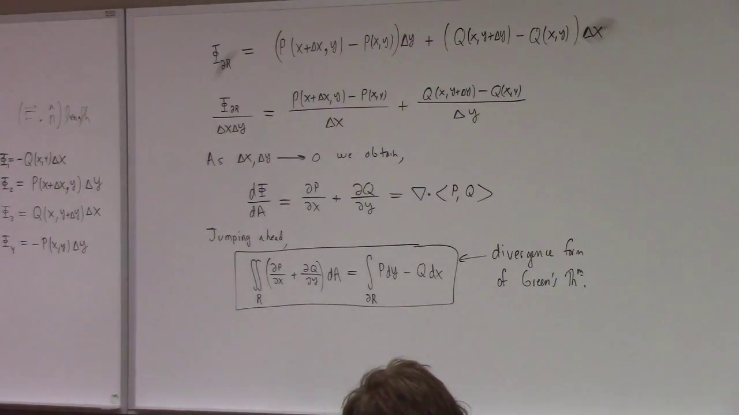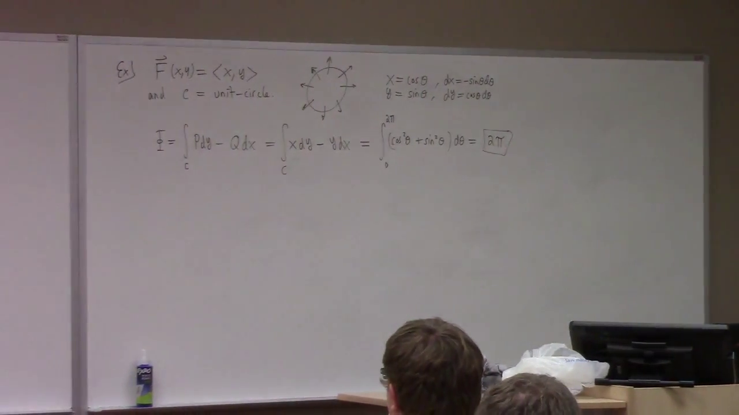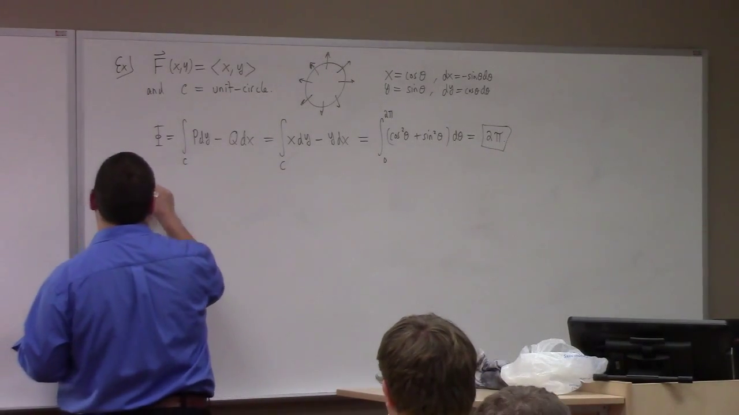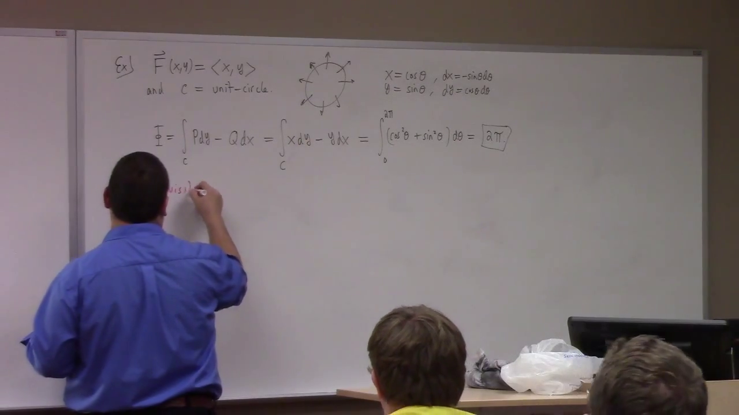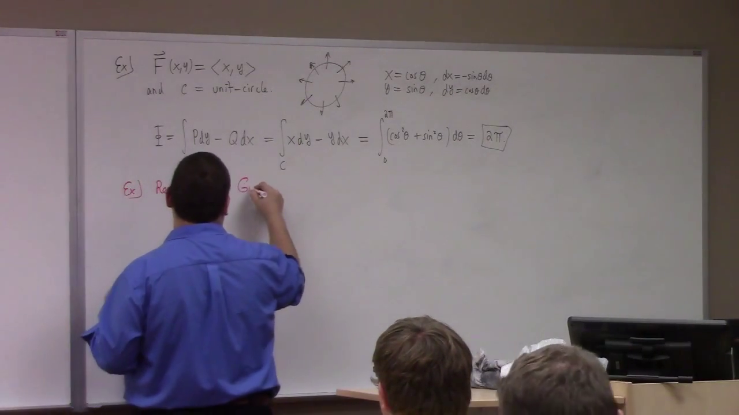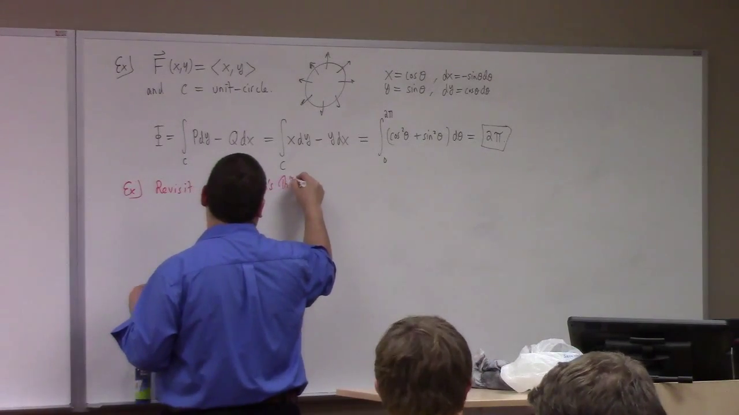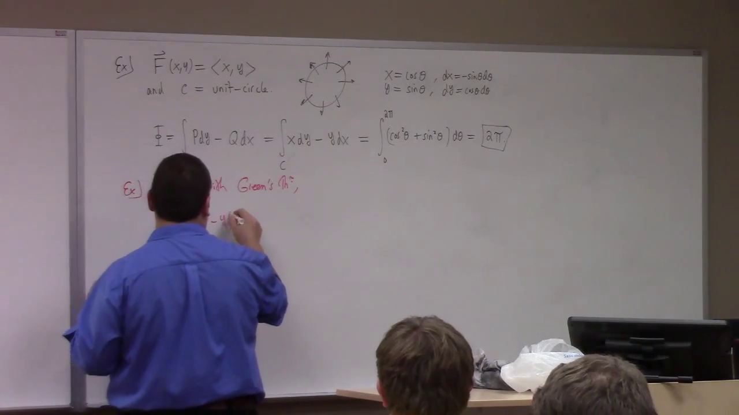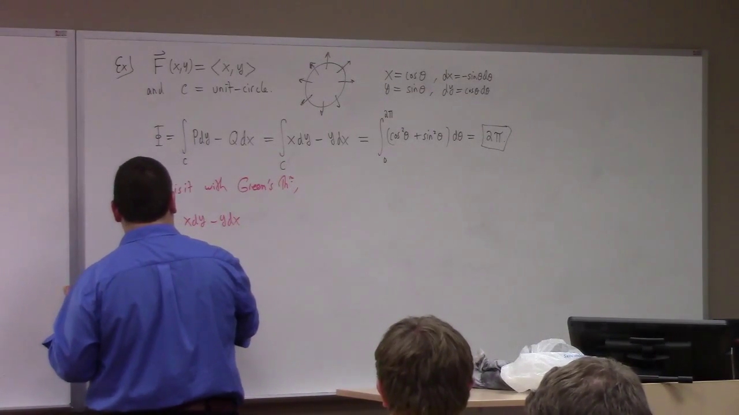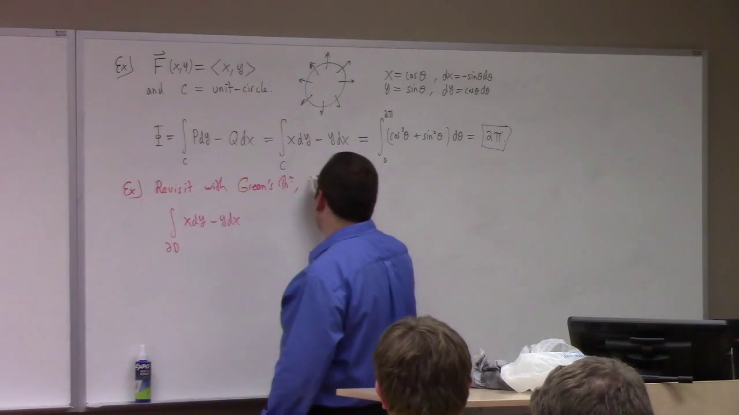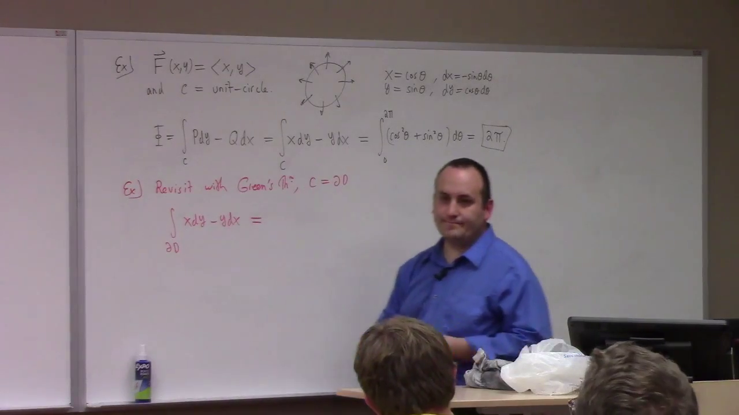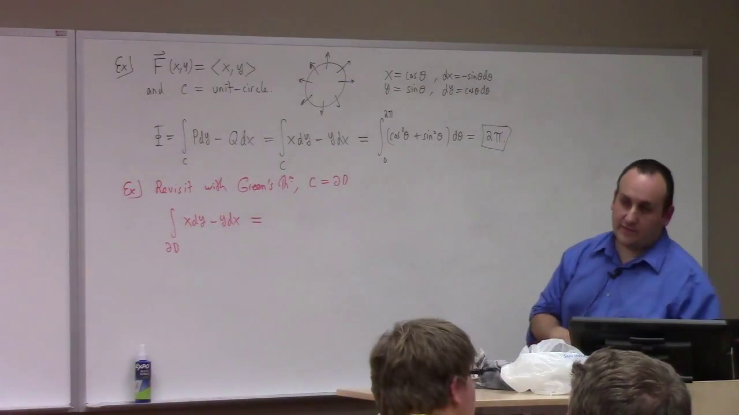Let's see here. What if I tried to apply this to the unit circle? How would that have gone? Let's go back and do my original example about flux using Green's theorem instead. How would that work out? Let's revisit it with Green's theorem. So we'd say the integral of x dy minus y dx over the boundary of the unit disk. So let's say that the circle is equal to the boundary of the disk, right? The unit circle is the boundary of the unit disk.